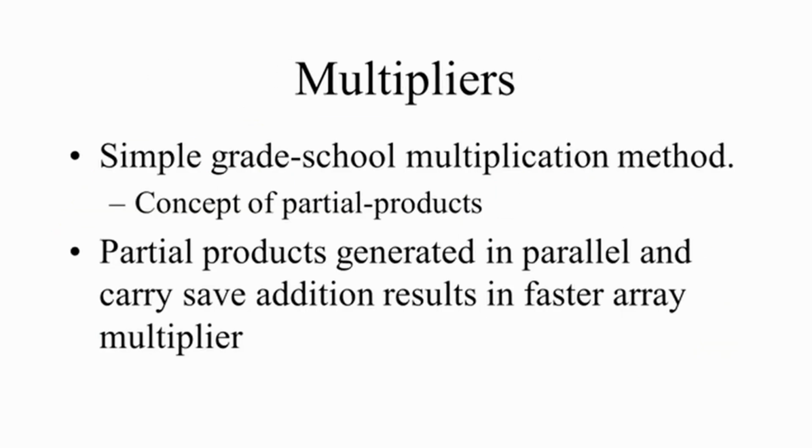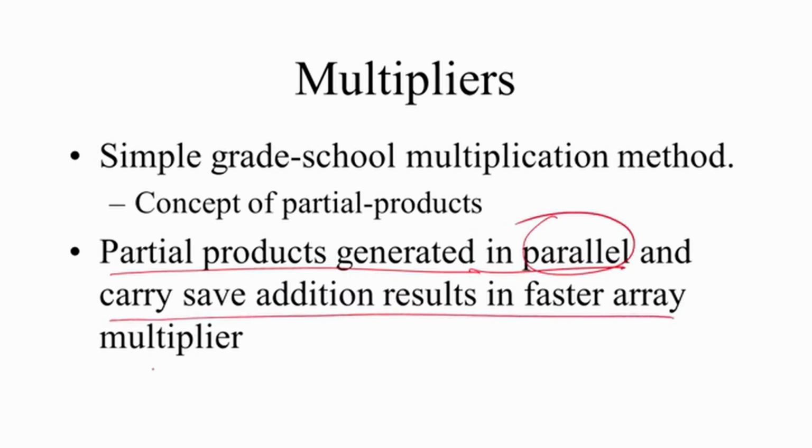So we will very quickly go into the multiplier. This is the simple grade school multiplication method. As I explained, we first generate partial products, and then in parallel, please note that this is done in parallel, we do carry save addition, which will give us this faster array multiplier. This faster array multiplier was due to Wallace, and so we call it the Wallace tree multiplier.